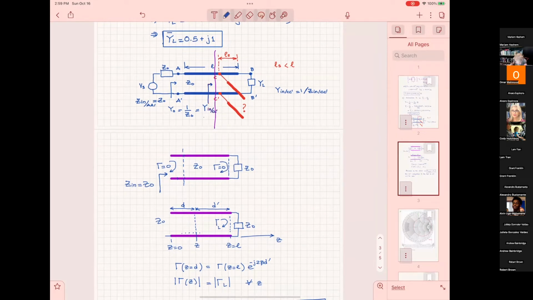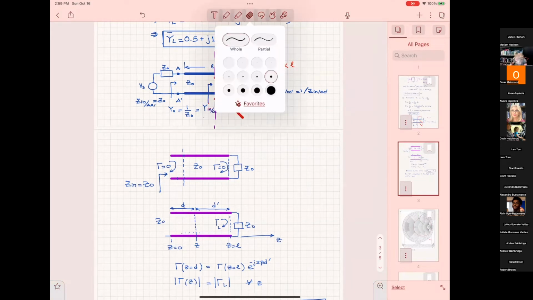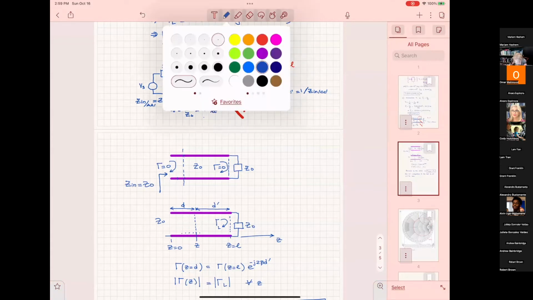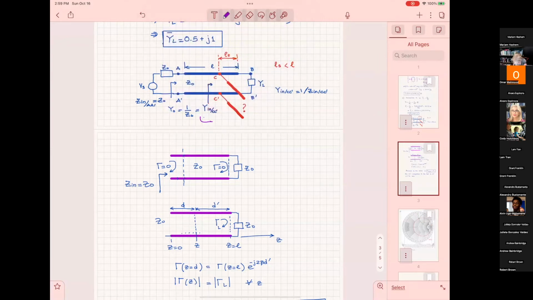What does that imply? This implies here that my normalized input impedance at C C prime is going to be what? 1. Do you agree?